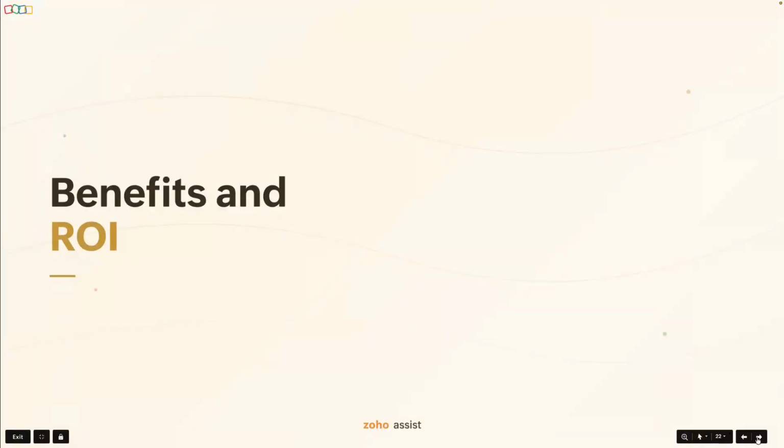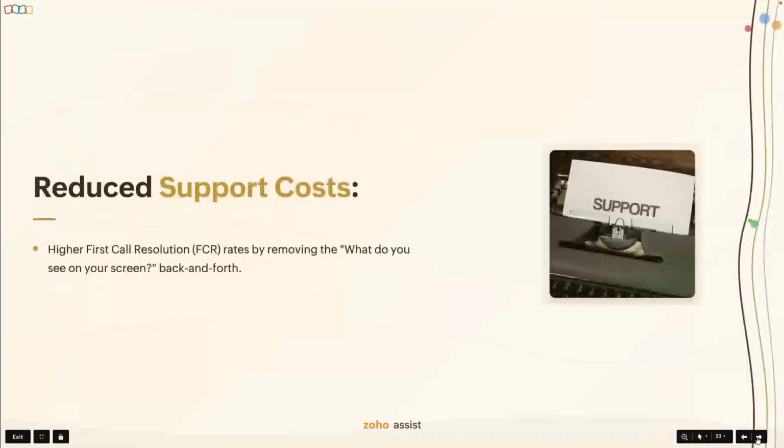So the first one is reduced support cost. Co-browsing allows support agents to work with customers in real time and helps them solve issues in the very first interaction. And this cuts down the repeated support requests and helps to reduce overall support cost.